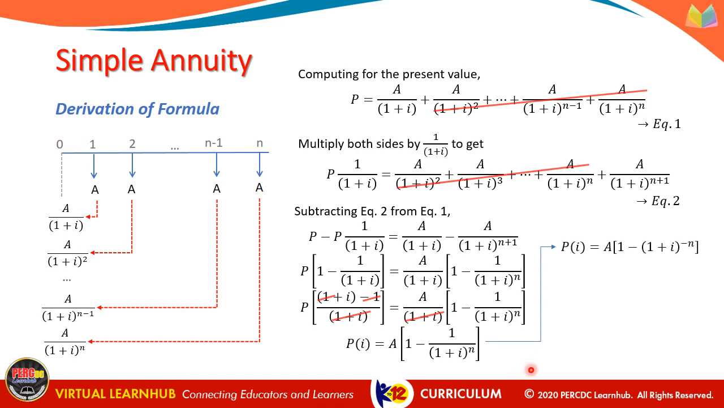Next, this 1 over 1 plus I raised to n can be written as 1 plus I raised to negative n. Remember the properties of exponent. Next step, we just need to transpose I to the other side of the equation, and we will get present value P is equal to A times quantity 1 minus 1 plus I raised to negative n over I. You can add this to your list of formulas for simple and general annuities.